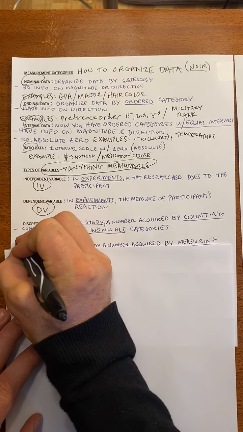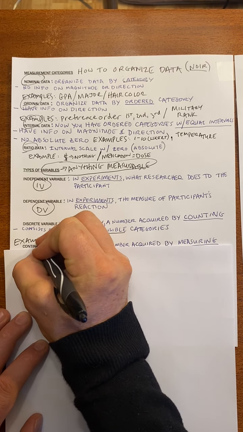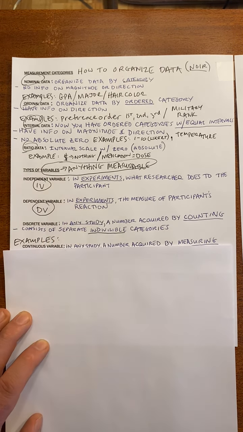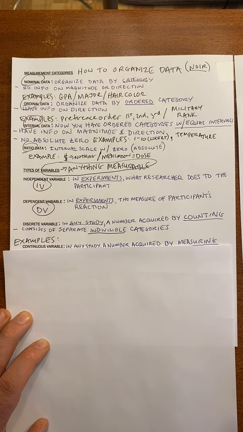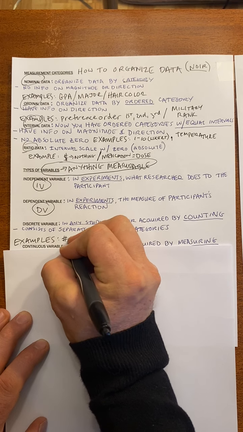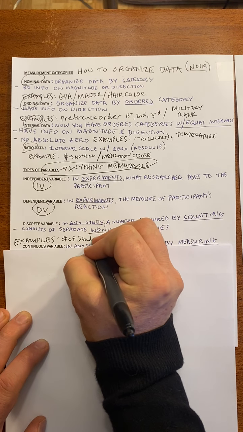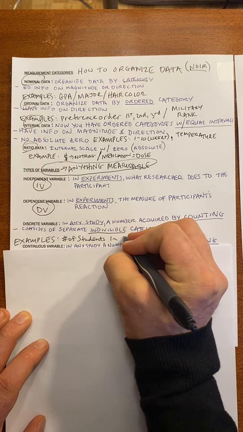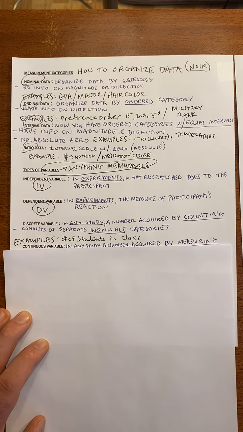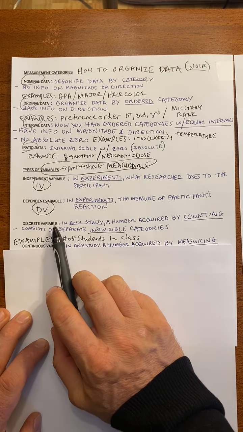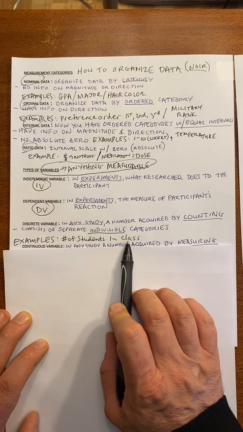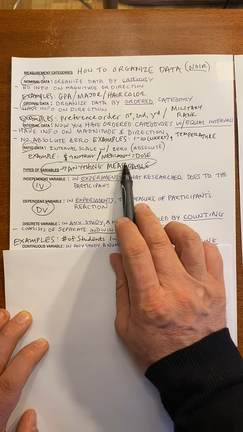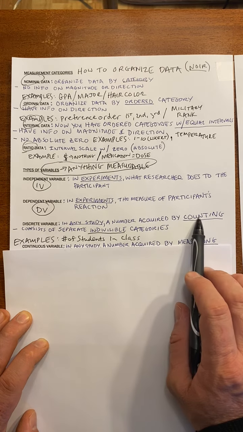So let's think of some examples of discrete variables then. One example is the number of students in class, right? So the discrete variable that we have is talking about the number of students in class. This is a variable in that it's something that's measurable. But how is it measurable? It's measurable by counting.